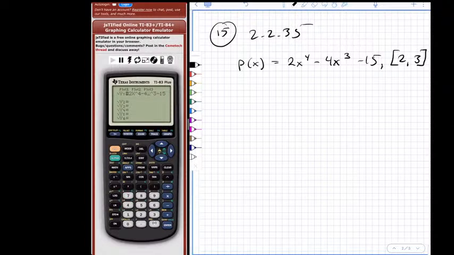There we go. So if we start at 2, we have our negative values, and you see the sign change between 2.4 and 2.5, right? So then now what we're going to do, we're going to go back to table set. We want the table to start at 2.4 and change by 0.01. Okay, now when I go to the table, now we're looking for the sign change again.